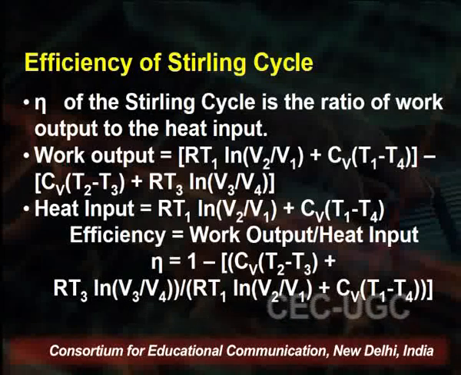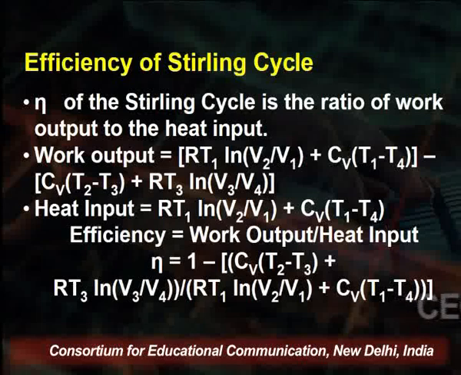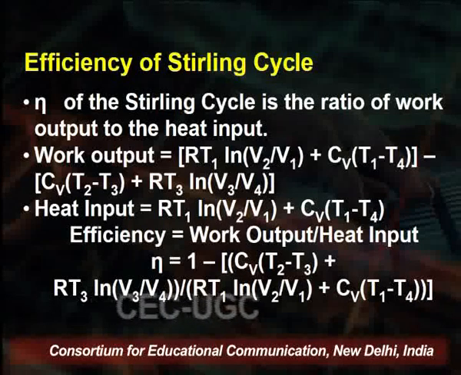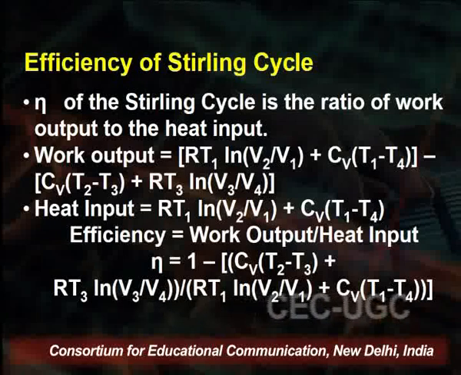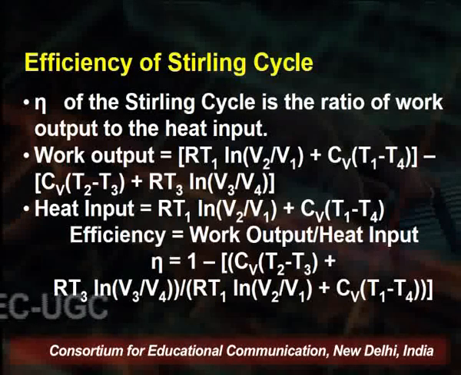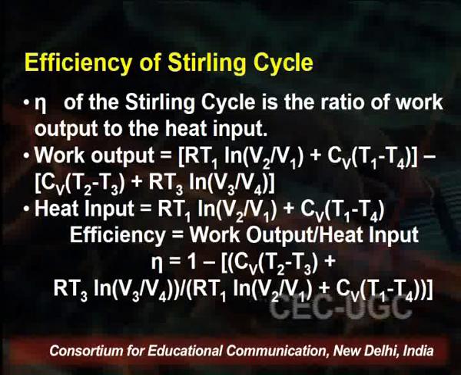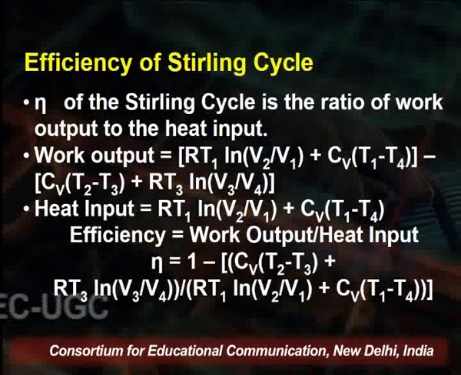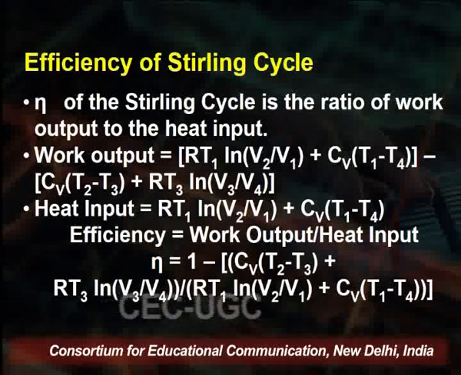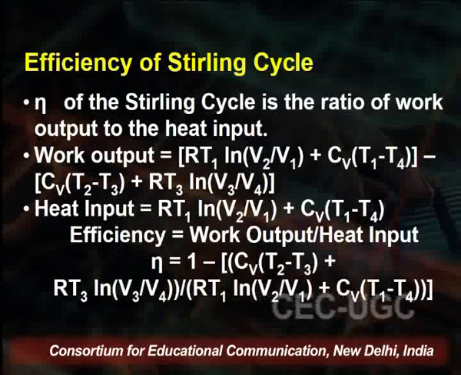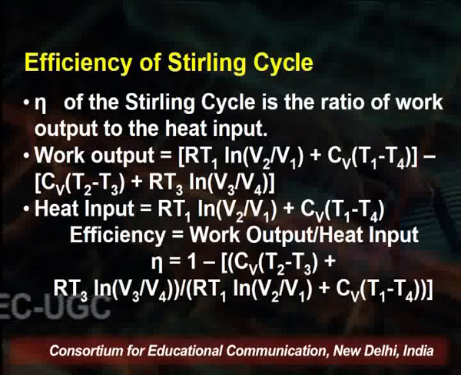Work output is RT1 log V2 by V1 plus CV (T1 minus T4) minus CV (T2 minus T3) plus RT3 log of V3 by V4. The heat input is RT1 log of V2 by V1 plus CV (T1 minus T4). To find out the efficiency, we have to divide the work output by the heat input. So let us divide them.